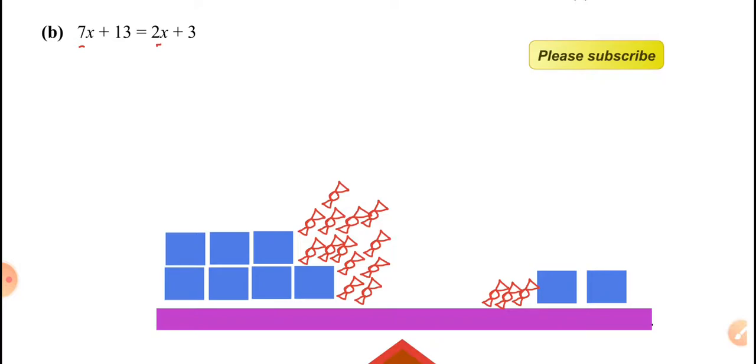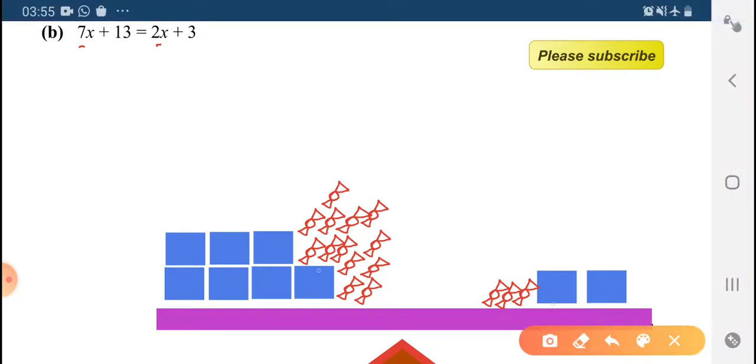So each blue box represents x, or an unknown number of sweets in each box. So as you can see on the left hand side, we have 1, 2, 3, 4, 5, 6, 7 x's, and you've got plus 13 sweets. So 7x plus 13 is equal to 2x. So on the right hand side we've got 2x, and you've got the 3 sweets.